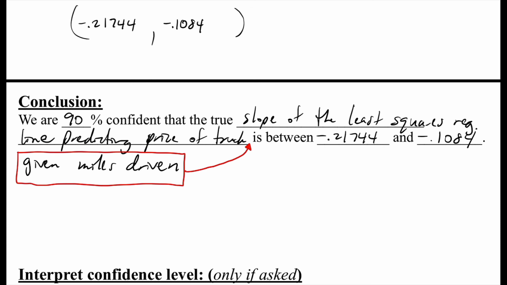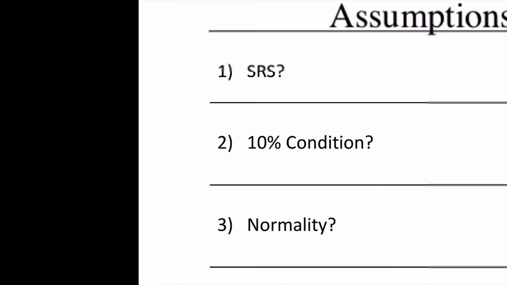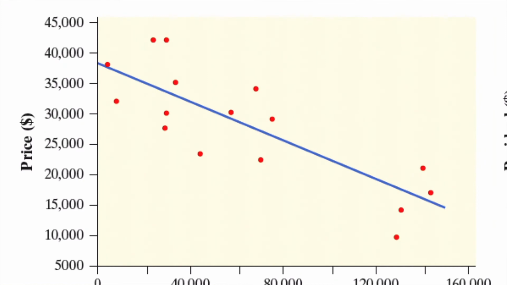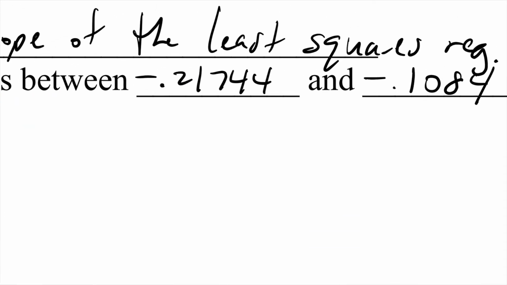So what does true slope mean? This slope right here that we use is based off the 16 random ones that they found on AutoTrader. That doesn't represent the population. So if I got every single F-150 SuperCrew truck that has ever been sold, used, not new, and I were to make dots, make a graph like this, and then graph my blue line for all of those millions of dots, it would be between negative 0.21744 and negative 0.1084. That's what that means.